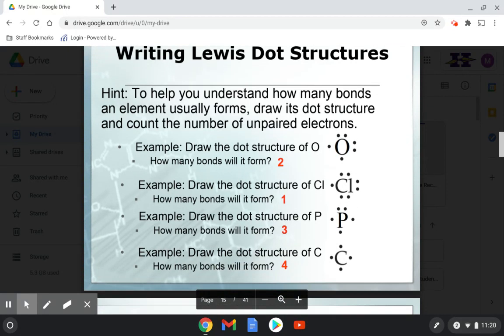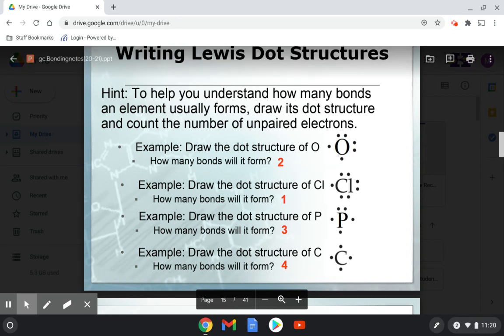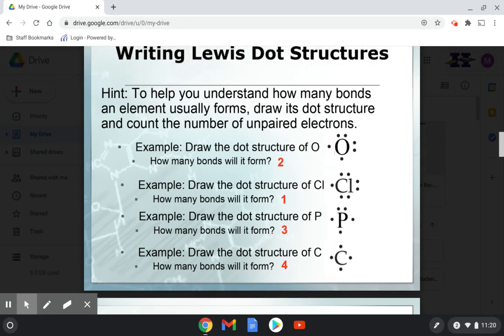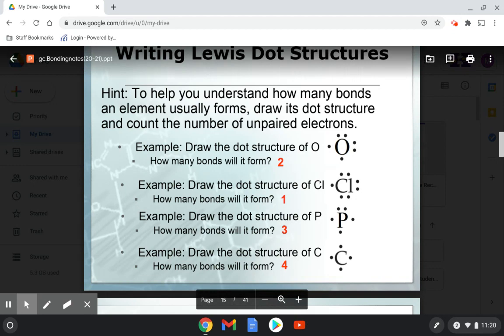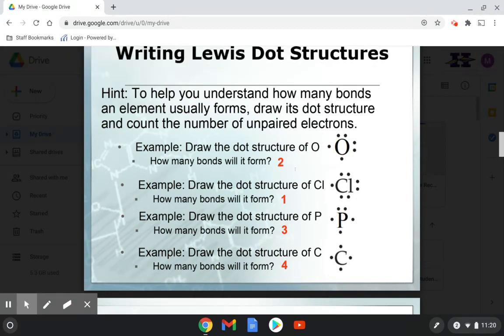To help you understand how many bonds an element usually forms, you draw its dot structure and count the number of unpaired electrons. So for this example, we look at oxygen. There are two lone pairs. There are also two unpaired electrons, so that is going to tell us that there are going to be two bonds to form with that oxygen. With the chlorine, we see that there are three lone pairs, and there is just one single unpaired electron. So again, you'd see one here.